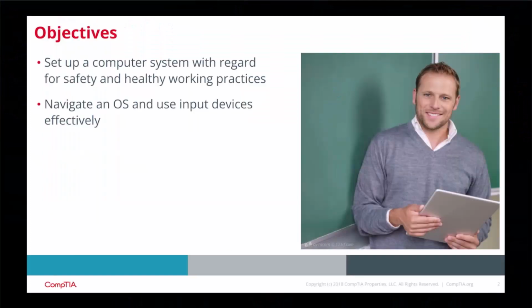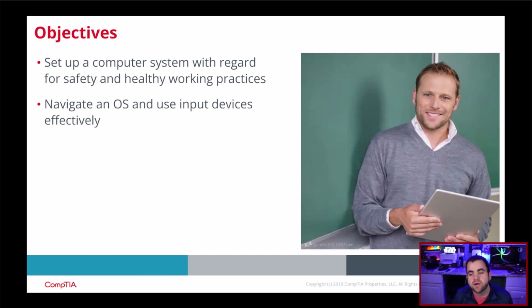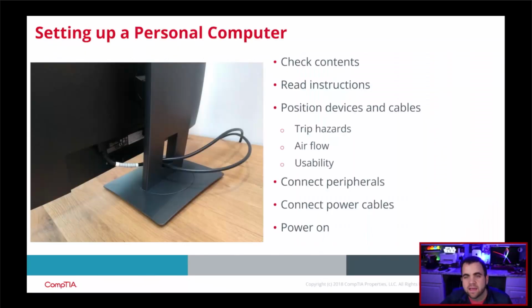So what are our objectives for today? Well, first and foremost, we want to learn how to set up a new computer, and we want to make sure that we're doing that in the safest way possible. Okay, so making sure that we know what anti-static wristbands are, making sure that there are no shock hazards, anything like that. So we got to cover the safety stuff first, and then we also have to talk about how to navigate the operating system and what these different input devices do, our mice and our keyboard, and what role they play in this whole thing.